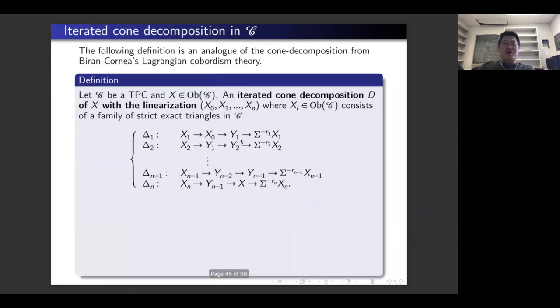Now, the reason why I'm doing this is that I need to use some machinery that was inspired by Biran and Cornea's Lagrangian cobordism theory. It's something related to the iterated cone decomposition. So here is the definition.